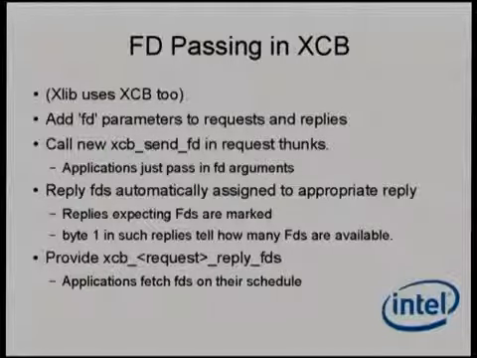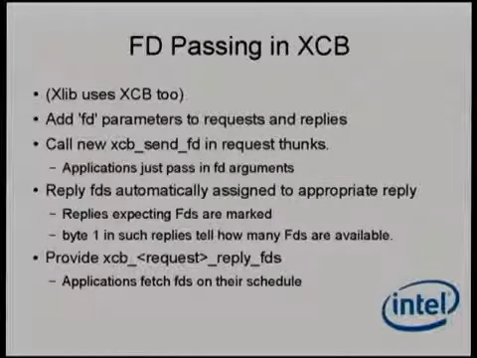So I'm just adding possible file descriptor parameters to request and reply. So I can say in a request, oh, this is not an integer that is encoded in the wire. This is a file descriptor. And so the request thunk just generates these calls to queue the file descriptors, and then it actually sends the request. Very simple. Very much like Xtrans, but a lot cleaner.